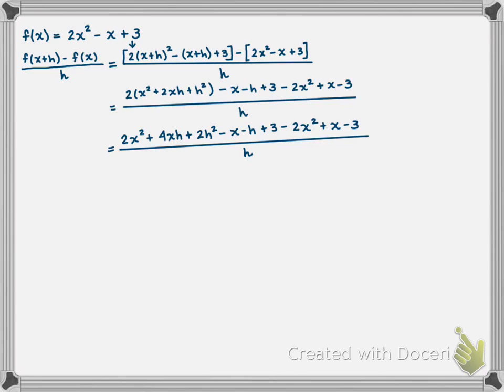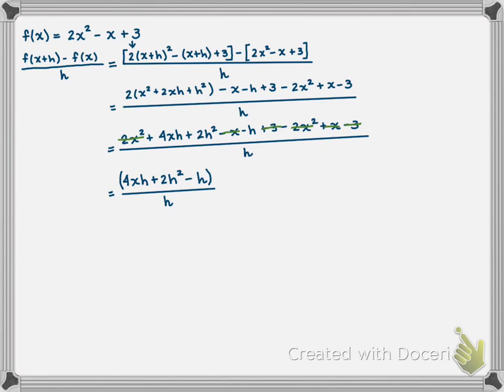And so now we can combine like terms. So we have 2x squared minus 2x squared is 0. Negative x plus x is 0. 3 minus 3 is 0. And that's all we've got as far as like terms. So we get 4xh plus 2h squared minus h all over h.